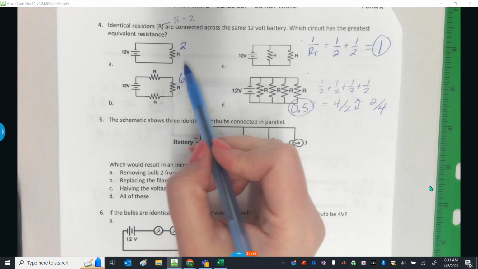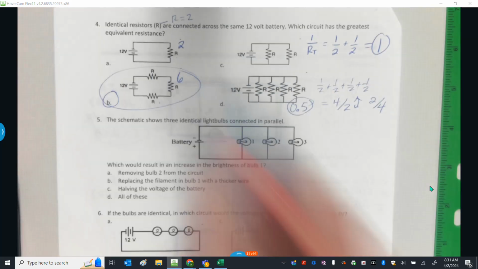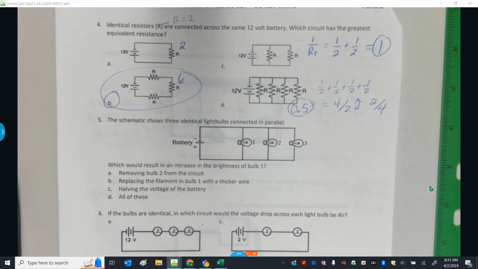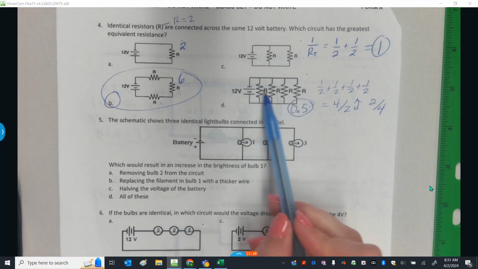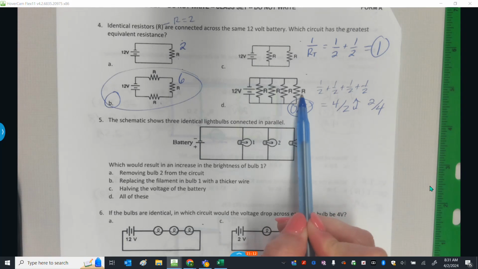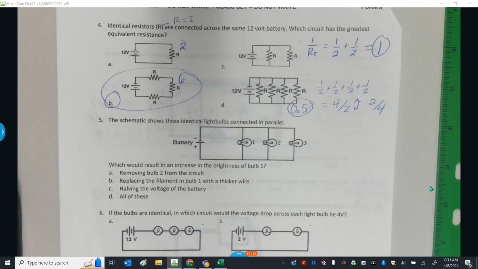Okay, so again, the greatest equivalent resistance is going to be this one, my series circuit that contains 3 resistors. That's answer choice B. Even though this one has 4 resistors, it does not have more resistance. It has the least resistance because they're connected in parallel. That's 4 pathways. Okay, so number 4 should be B.